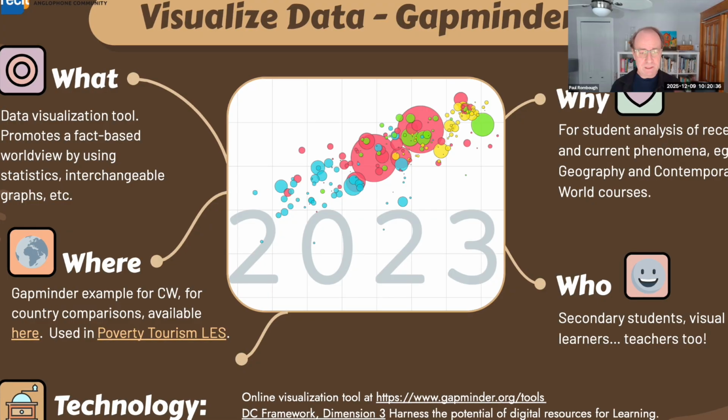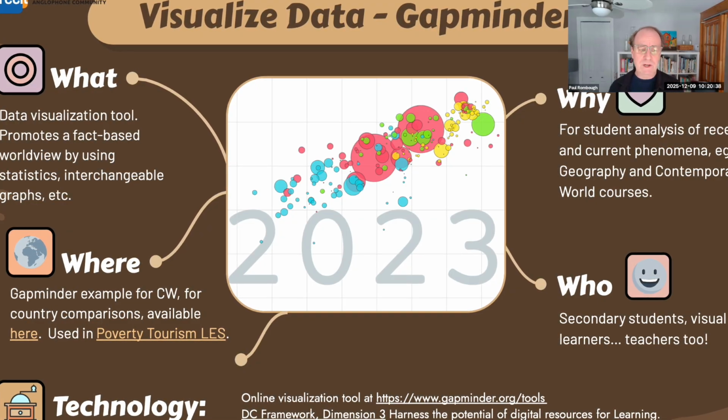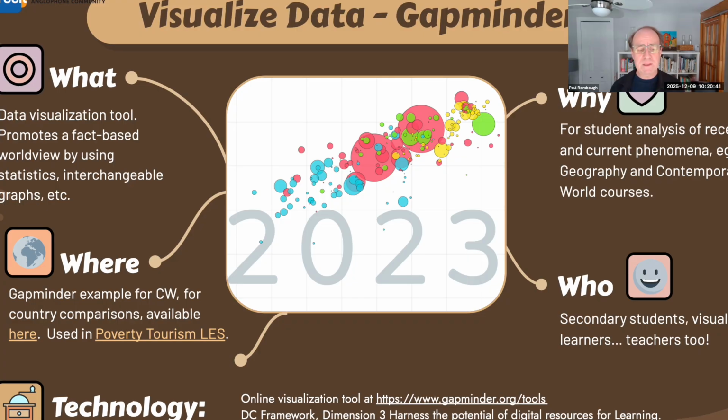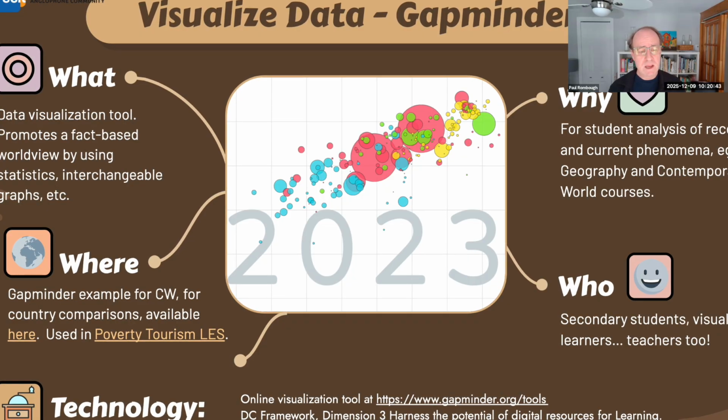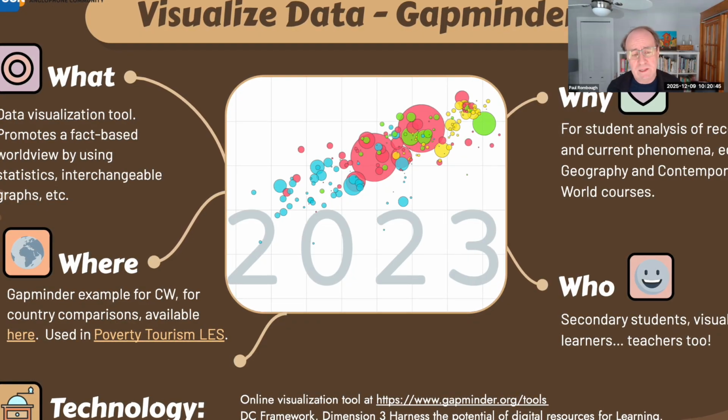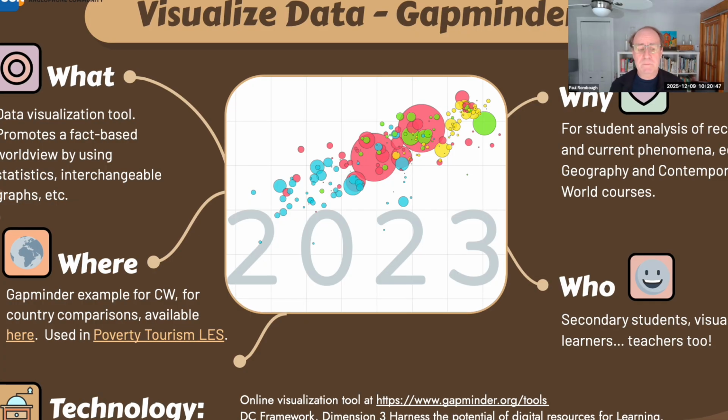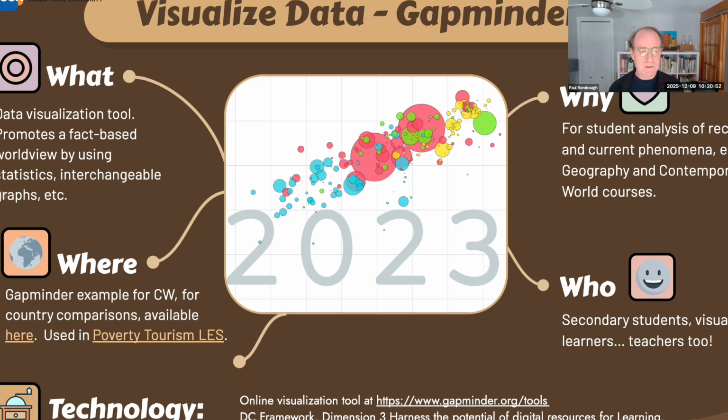So I'm going to show you where it is. I'm going to link directly to it, but remember, I want you to keep in mind that this is actually used in several contexts. In particular, a new LES for contemporary world on poverty tourism, where it's used to discuss the discrepancies between wealth in the North and the South, the so-called North and the South.